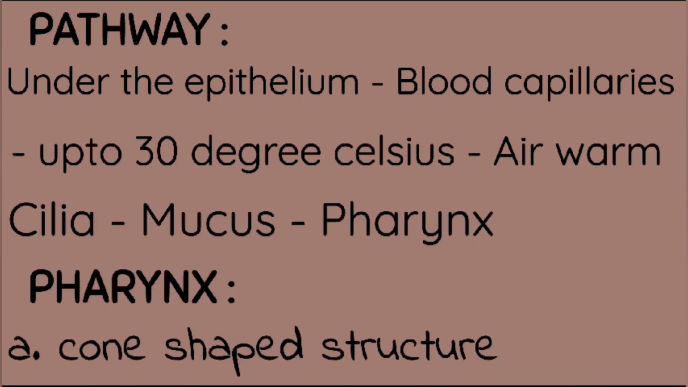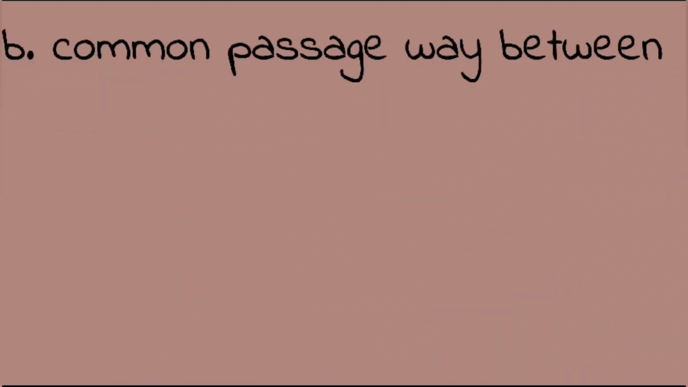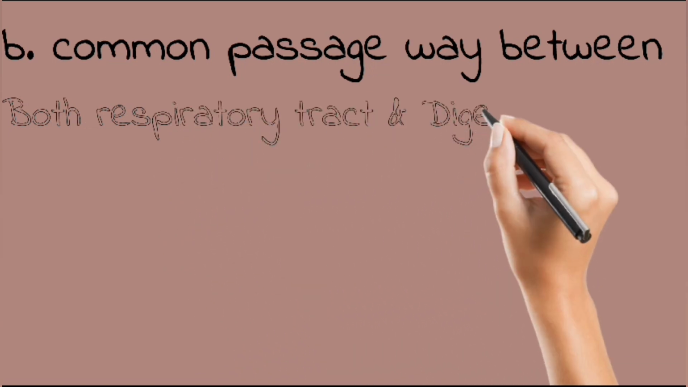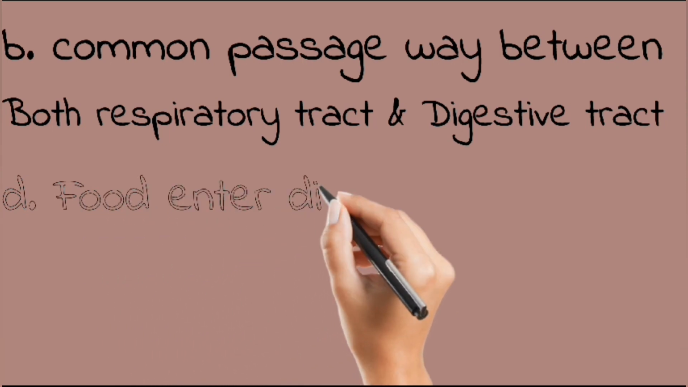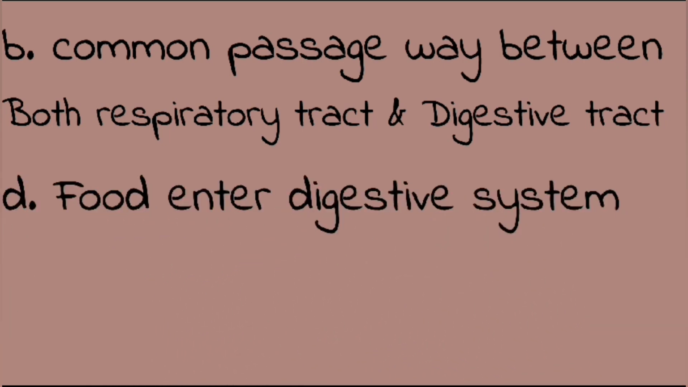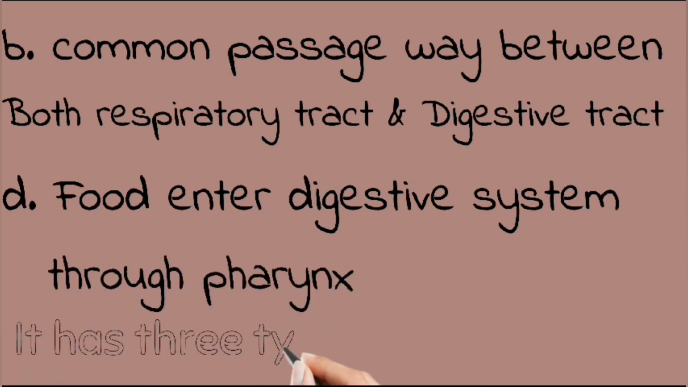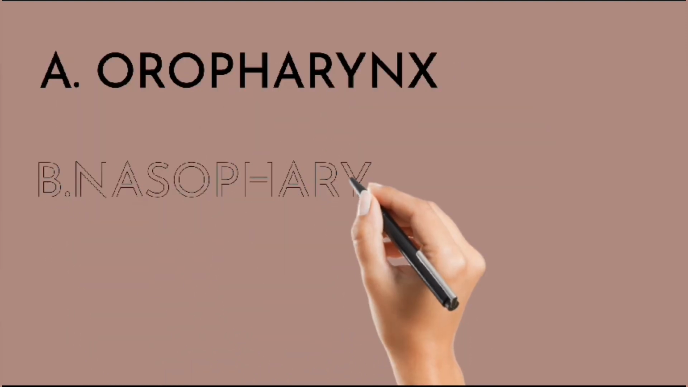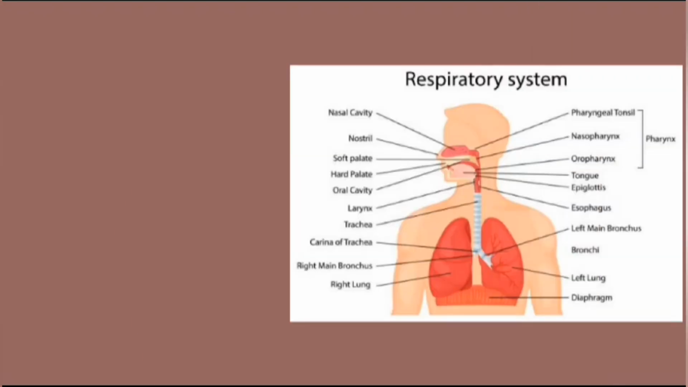Pharynx is a cone-shaped structure, and it is the common pathway between both the respiratory tract and the digestive tract. All the food particles which enter the digestive tract pass through the pharynx. Now, pharynx has three different types. Number one is the oropharynx. As you all know, oral, it contains the air passageway. The nasal cavity includes the nasopharynx, whereas the laryngopharynx includes the larynx.